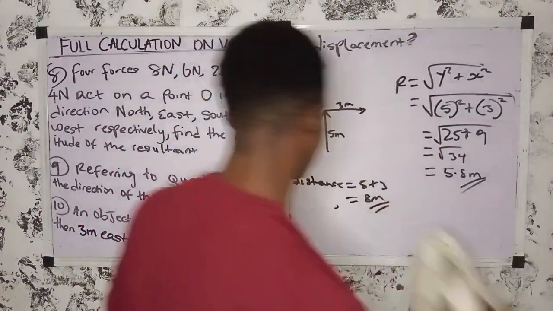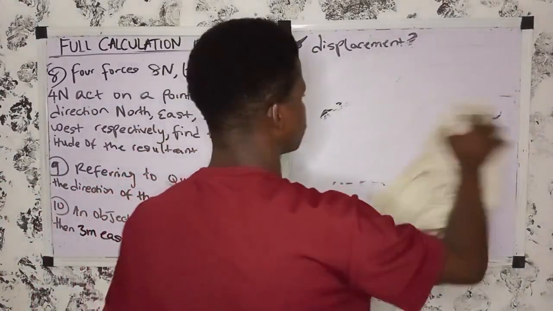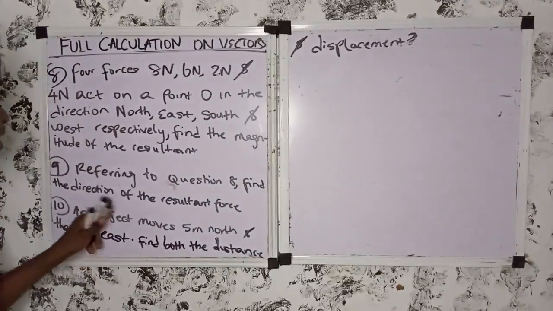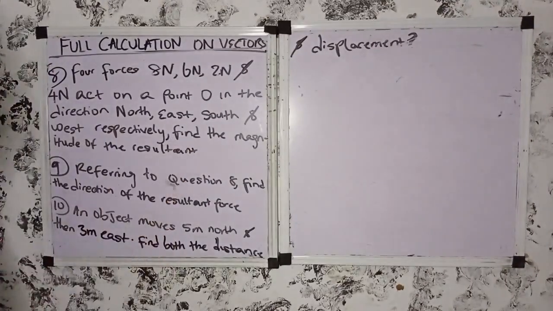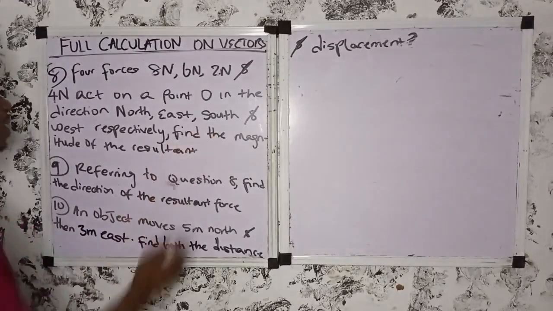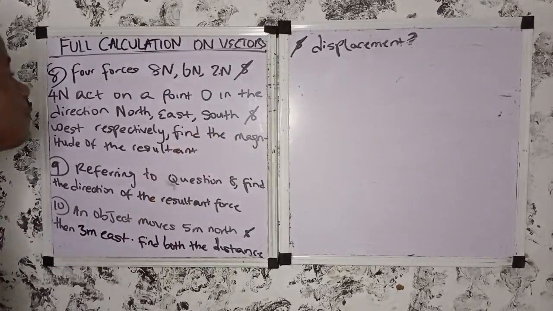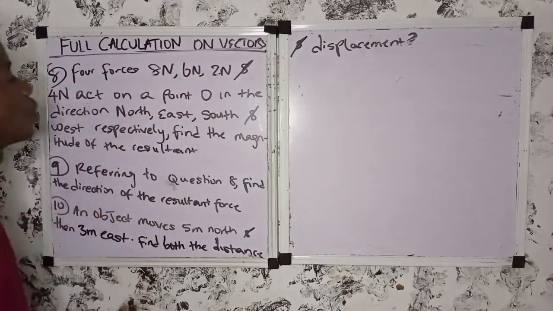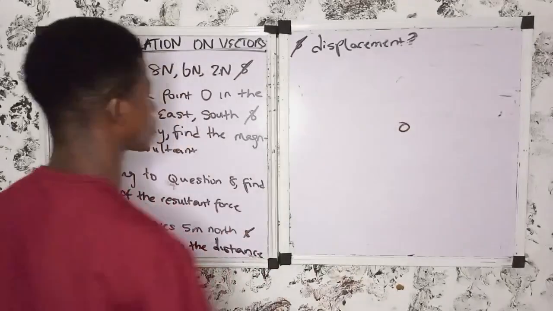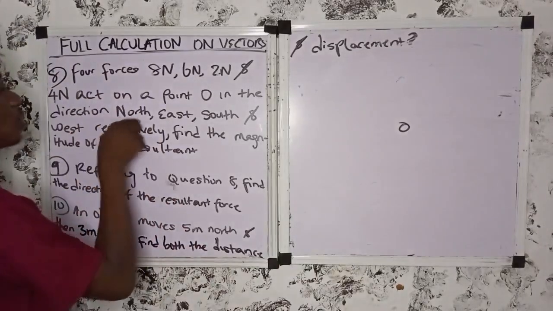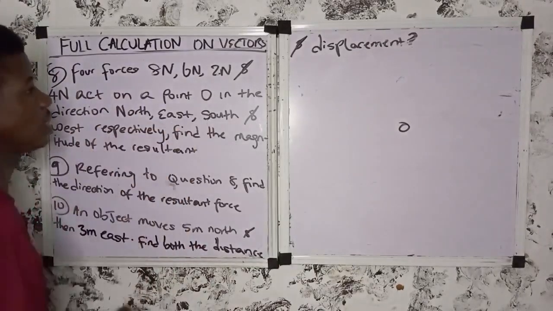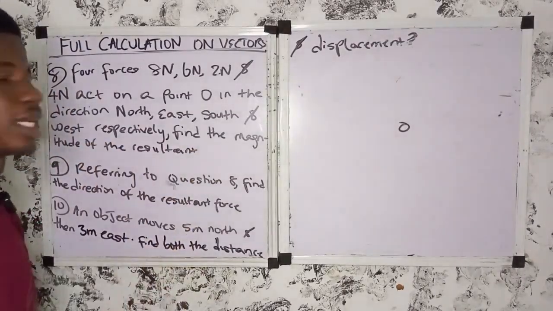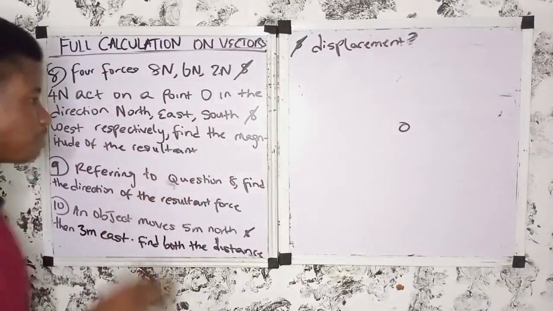Now let's do question 8 and 9. Question 9 is following question 8, so let me start with question 8 first. They say 4 forces 8, 6, 2, and 4 act on a point O in the direction north, east, south, and west respectively. Find the magnitude of the resultant. What does this respectively mean?